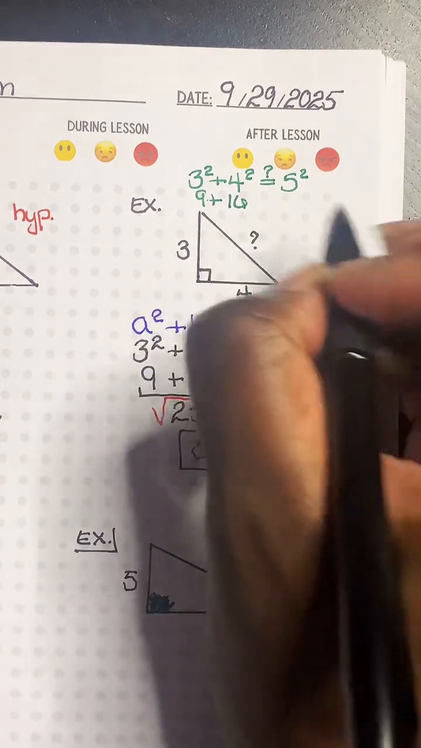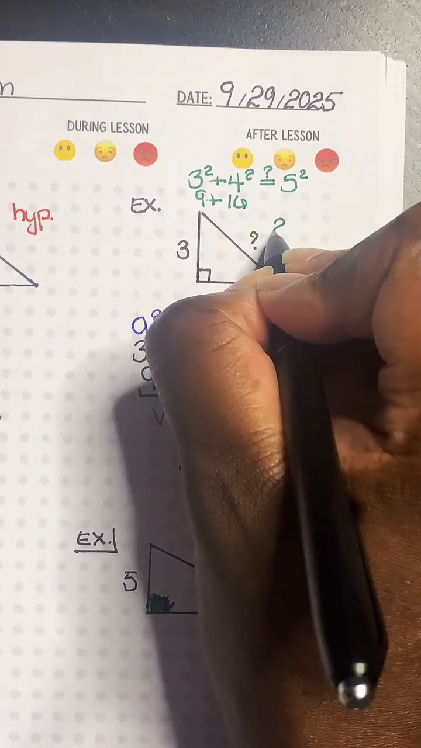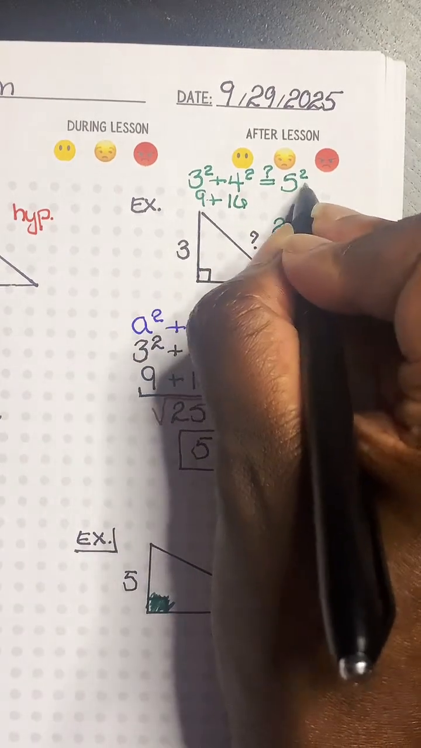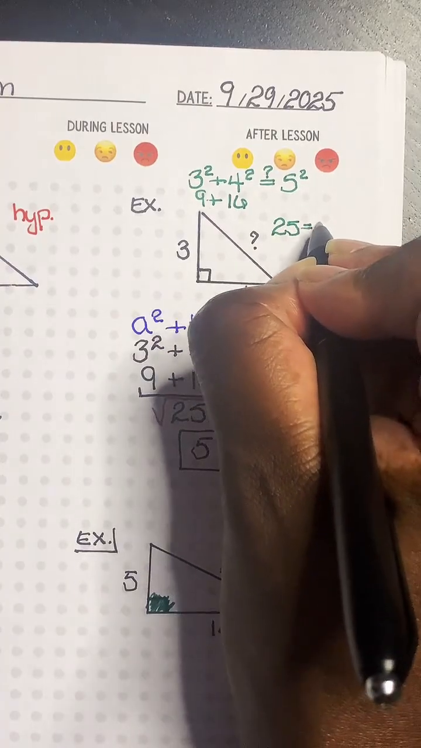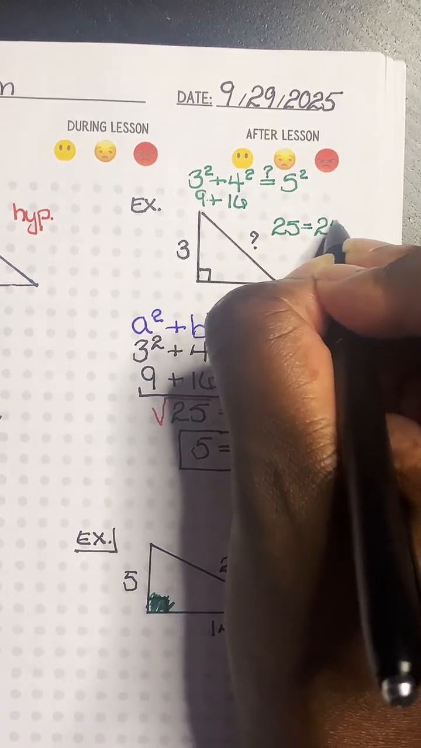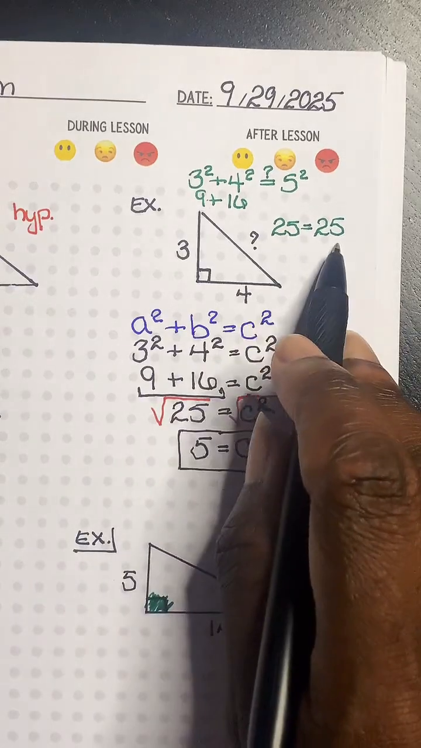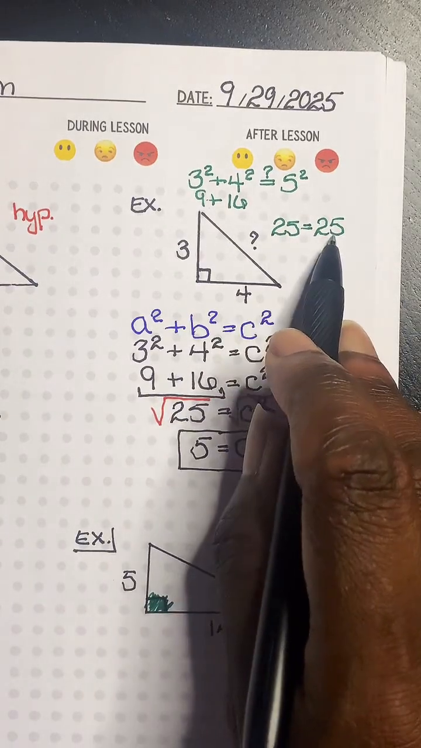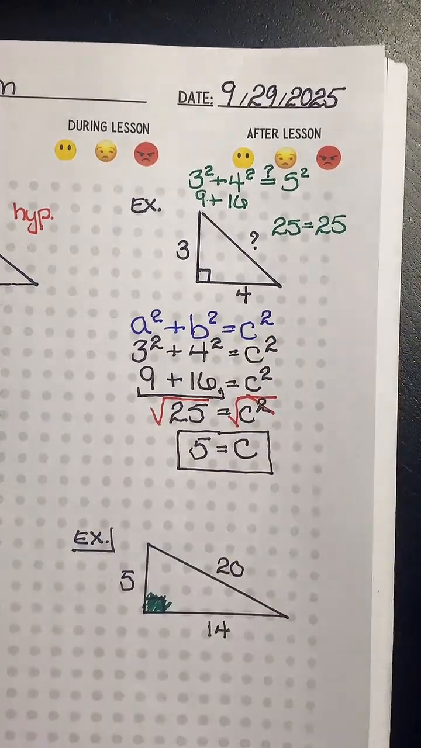And 9 plus 16, that'll give me 25. And my 5 squared also gives me 25. So when I get the same answer on both sides of the equal sign, that's a right angle.